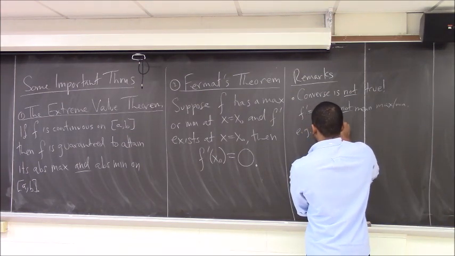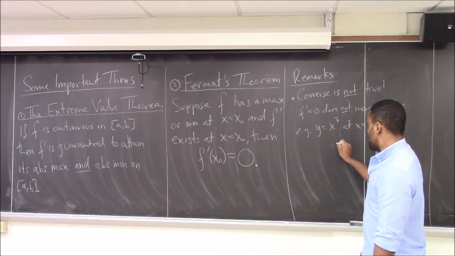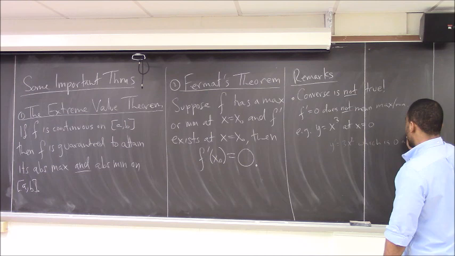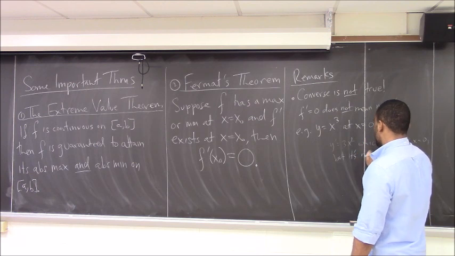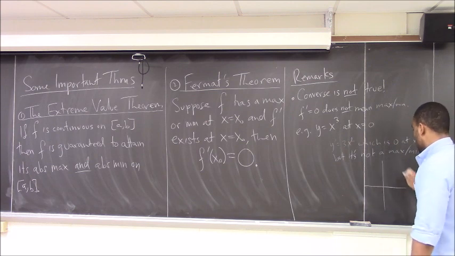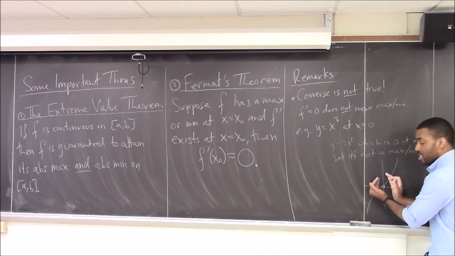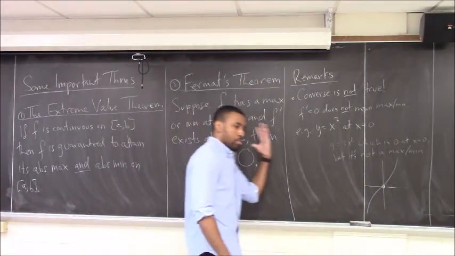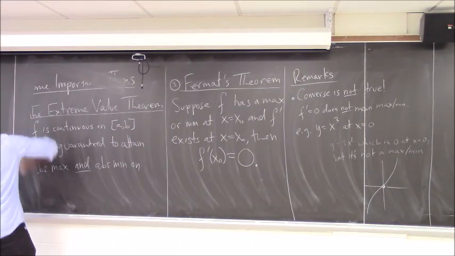Y equals x cubed is an example. Because here my y prime is going to be 3x squared, which is 0 at x equals 0, but it's not a max or min. Y equals x cubed looks like that. The derivative is 0 at that point, but it's neither a max or a min. It's not higher than everyone locally, it's not smaller than everyone locally. So it's very important that you take Fermat's theorem for what it means. It's the order in which you can conclude something matters.